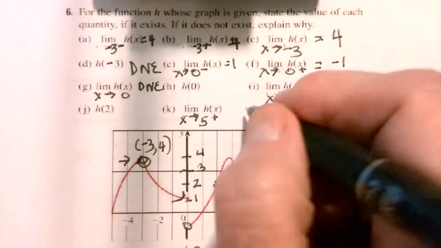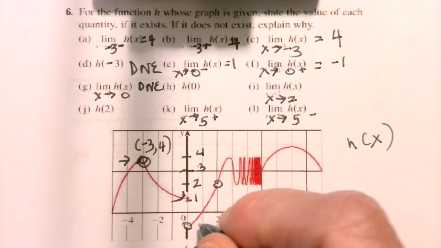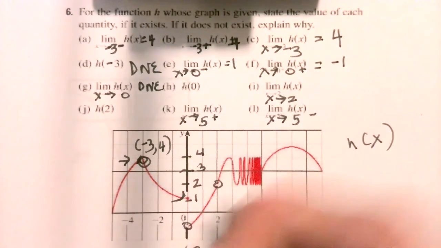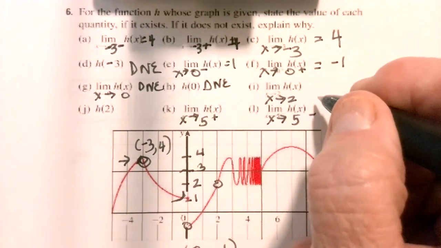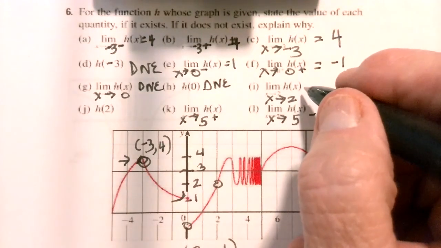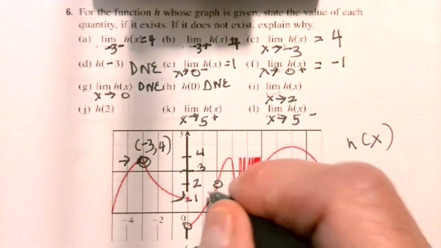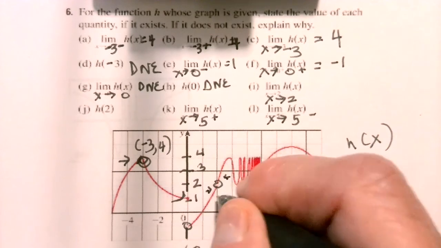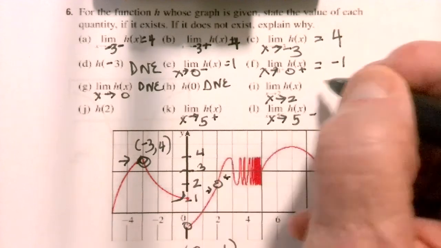Okay, then what is h of 0? H of 0, let's see, if that's a hole, then h of 0 does not exist. Now, then what's the limit as x approaches 2? Well, look over here at 2. Coming in from the left, coming in from the right, you're coming into the same number, which is a 2.